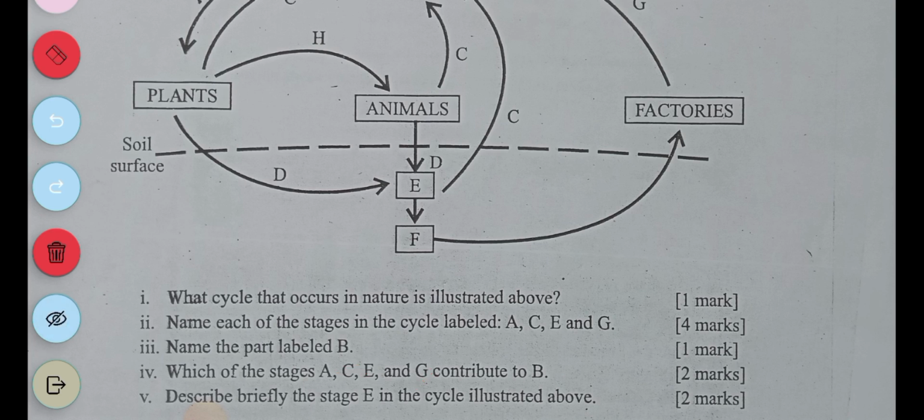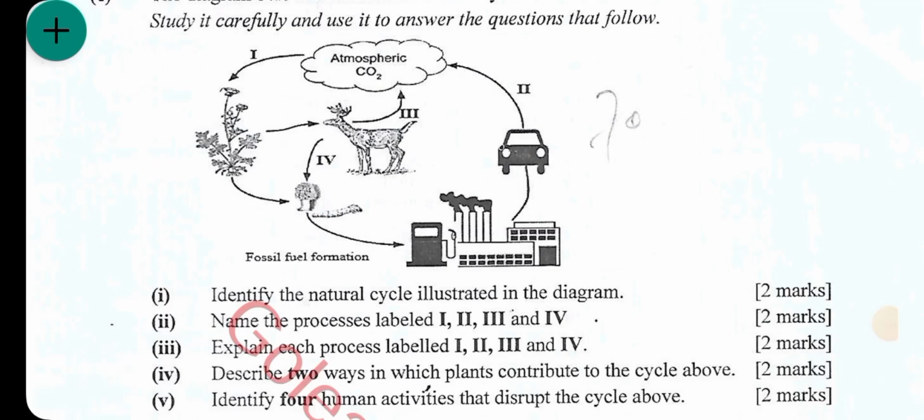Now the next question says, describe briefly stage E in the cycle illustrated above. Now stage E is fossilization, and fossilization is where decaying organic matter stays in the earth and then forms minerals. These dead organic matter have been mineralized. So you have another question again on the carbon cycle.